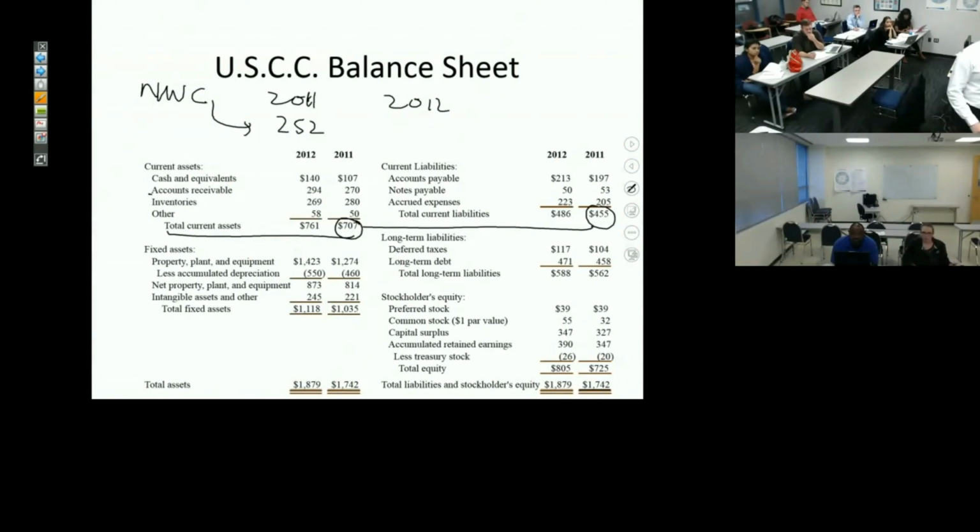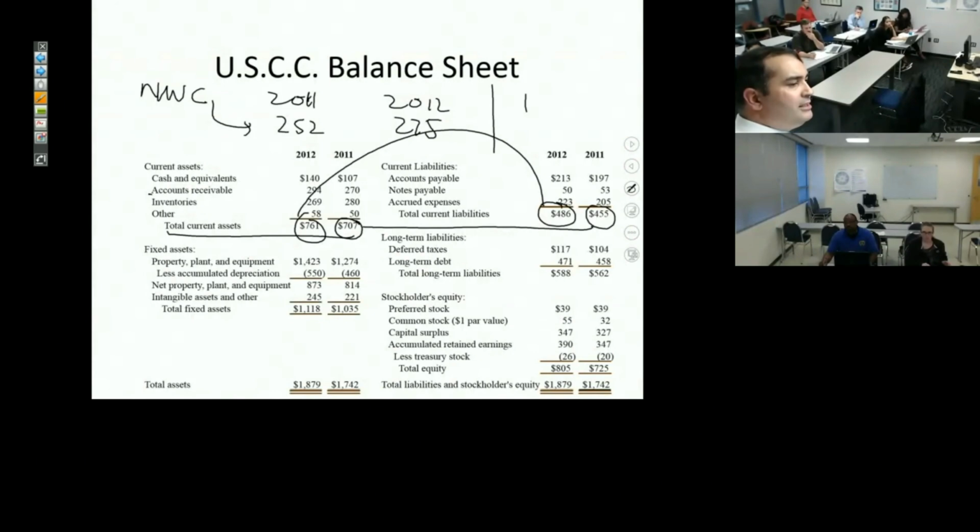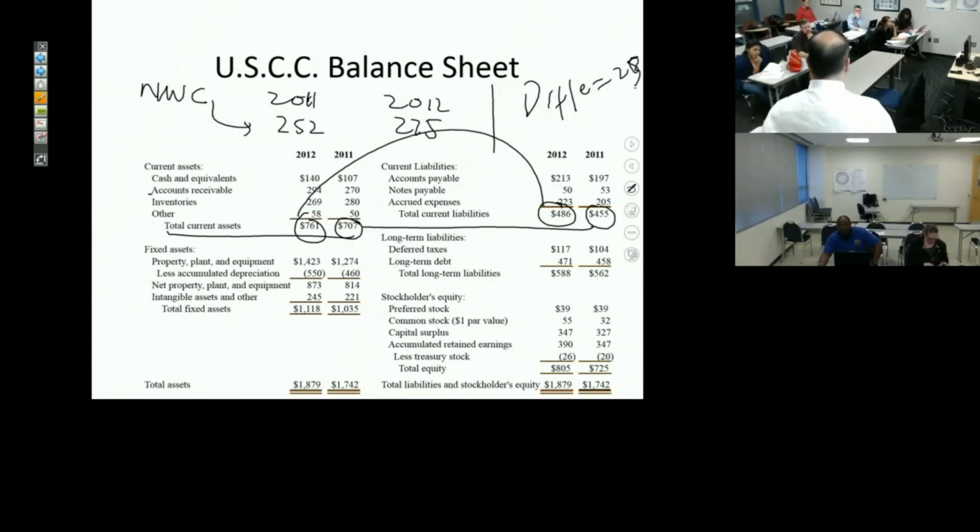Now, what is the net working capital for 2012? 275. Okay. That is 275. What is the difference here? 23. Okay. The difference is 23. Now, what does that mean?